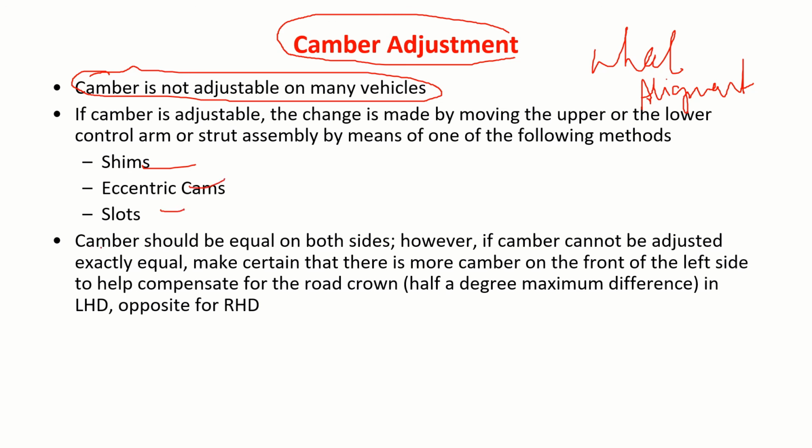Another very important thing is that camber should be equal on both sides. However, if camber cannot be adjusted exactly equal, make certain that there is more camber on the front of the left side to help compensate for the road crown. Half a degree in LH. What should be the camber angle at the end of this? For all the angles, I will give you a specification sheet.